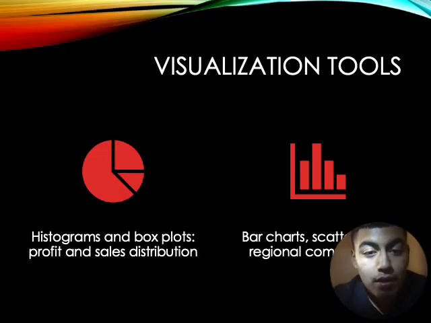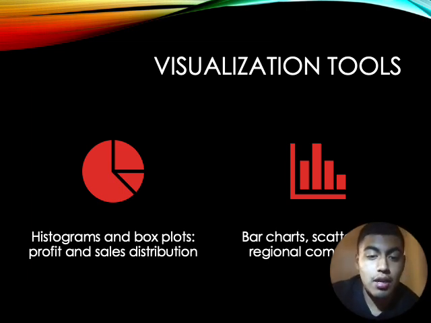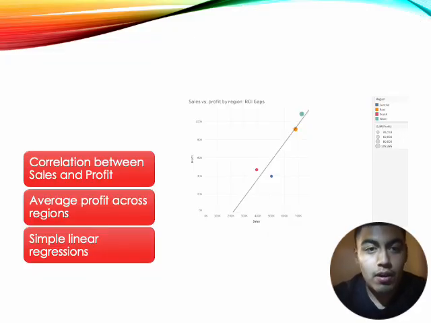Moving forward, I want to provide the visualization tools that I used, which were histograms and box plots for the profit and sales distributions. I kind of switched the interpretations that I previously had from the proposal, but I mainly focused on using bar charts and scatter plots. But I can explain that further.